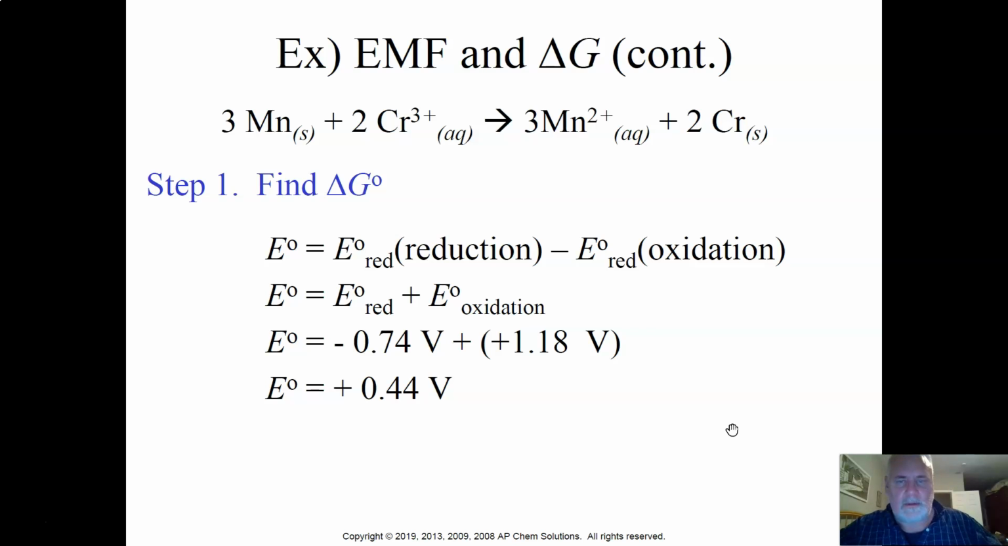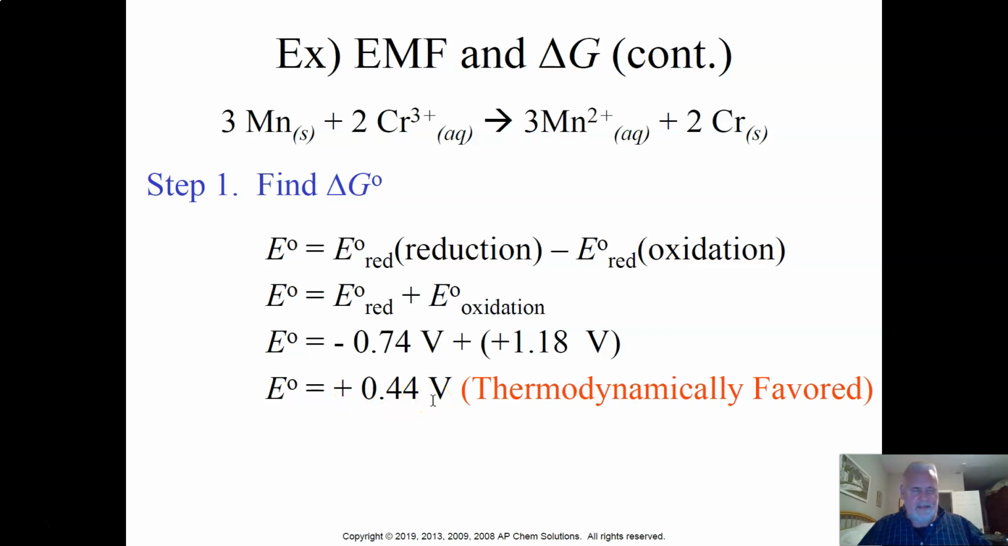So how do we go about doing the rest of that? So E0 red plus E0 ox, that's always the easiest way to do it. And you got to be careful. We need to use the equation, because maybe we would have flipped this one, depending on the way that equation was set up, okay? So bottom line is we end up with an E0 that is positive. Now, that means it's thermodynamically favored.